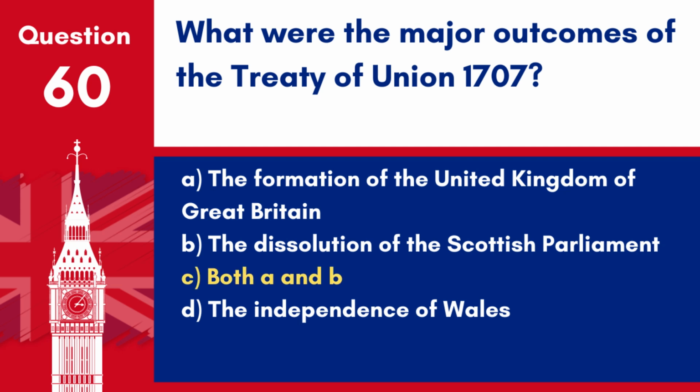Answer: C. Both A and B. The major outcomes of the Treaty of Union 1707 were the formation of the United Kingdom of Great Britain and the dissolution of the independent Scottish Parliament, which led to the uniting of English and Scottish parliaments.